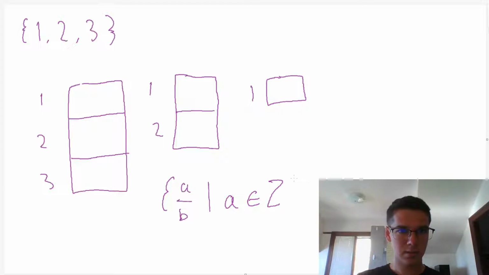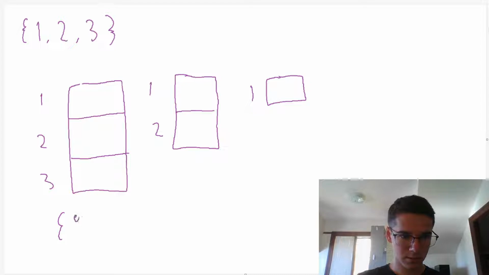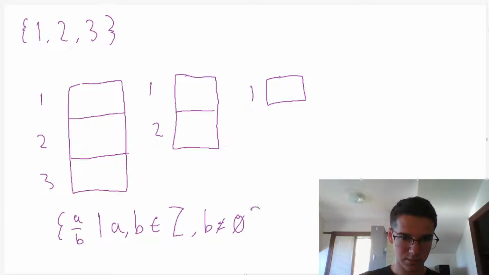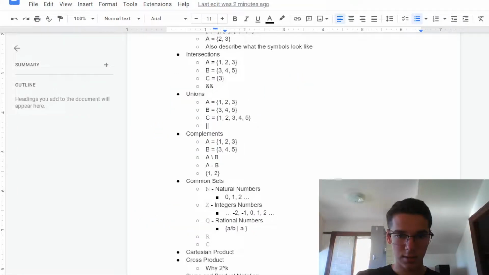So we would say that in this way, and I'll put this down here. We're going to say such that A and B are in the integers, but B does not equal 0. Okay? And this symbol right here actually looks like the empty set symbol, so I'll take off that slash really quick. This is just supposed to be a regular old 0. Okay, so we're going to switch back to our notes. Right, so that's rational numbers.